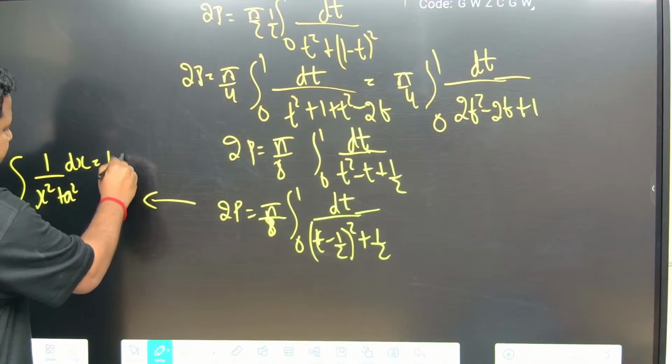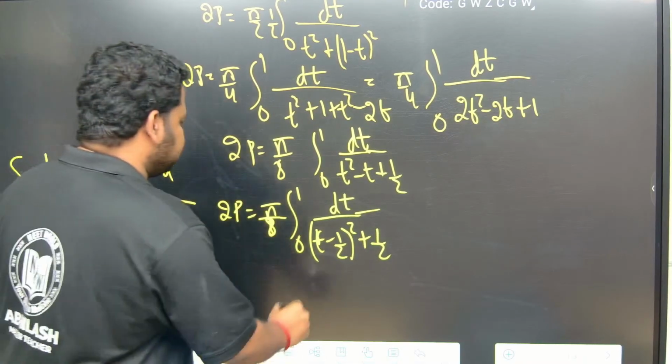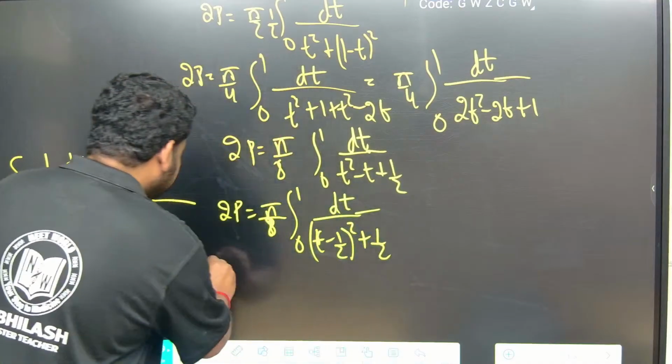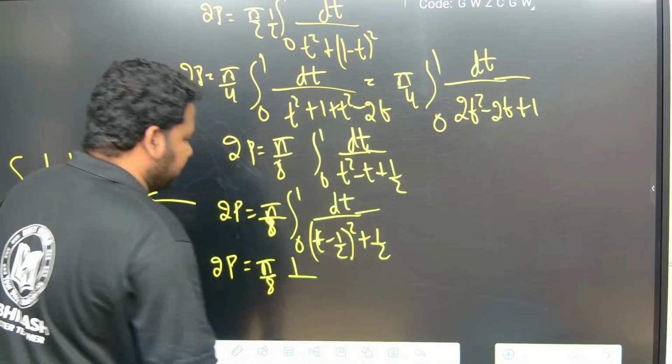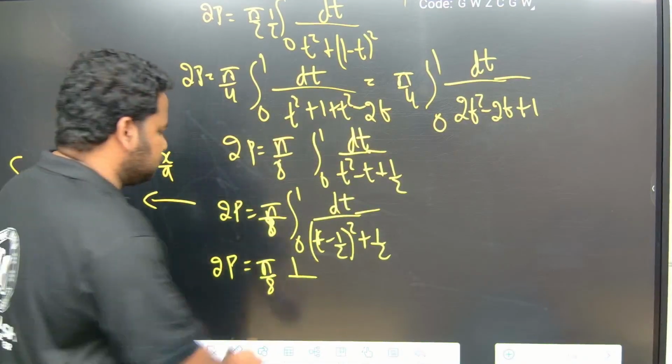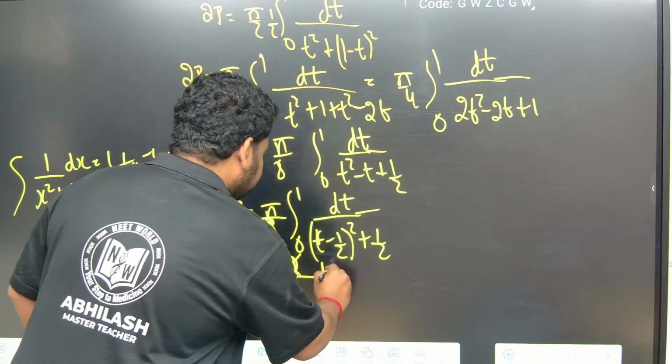1 by a tan inverse of x by a. So this will become what? This will become equal to 2p will be equal to pi by 8 into 1 by a. 1 by a is nothing but 1 by 1 by 2, so 2 will come up. So this 2 and this 2 I can cancel, into tan inverse of x by a.